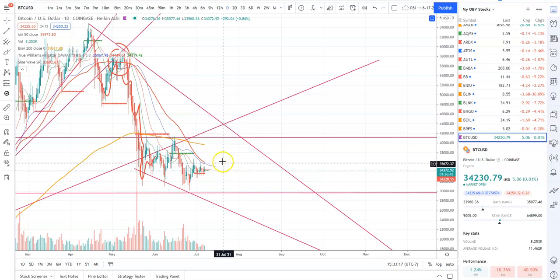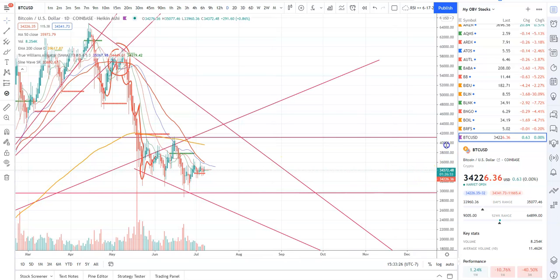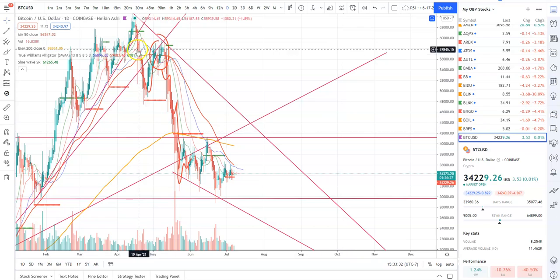If Bitcoin were to go sideways in price, we would meet up with that line around the end of August, another couple of months. I don't know if that's in the cards. I don't know if that's going to happen. I don't know if we're going to come back down here and test this support around 30,000.